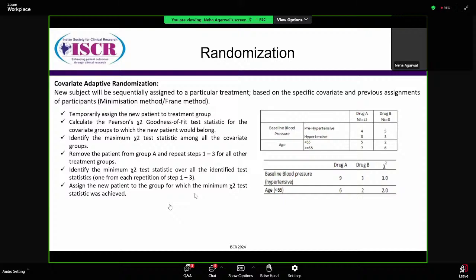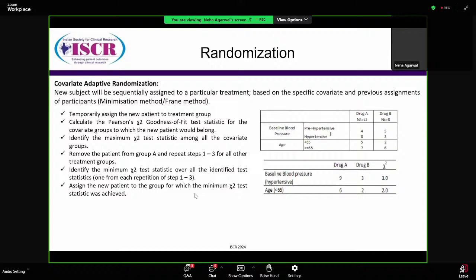Then moving to another very interesting type of randomization, covariate adaptive randomization. Till now, we have seen that we generate the randomization schedule and work based on block randomization or based on some strata. But here, the subject is allocated or assigned to a particular treatment based on the specific covariate and the previous assignment.